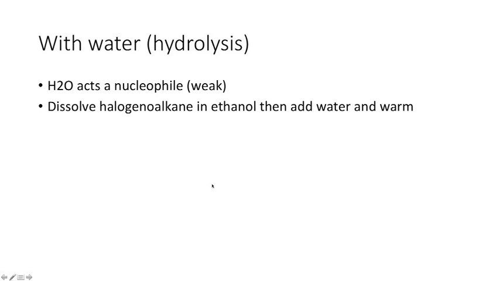So another reaction you need to know is the reaction with water, which is a hydrolysis reaction. H2O acts as a nucleophile, which is weak. You first need to dissolve the halogenoalkane in ethanol, then add water and warm it. So if we start this reaction, let's just take, again, a simple halogenoalkane. We have our dipole.